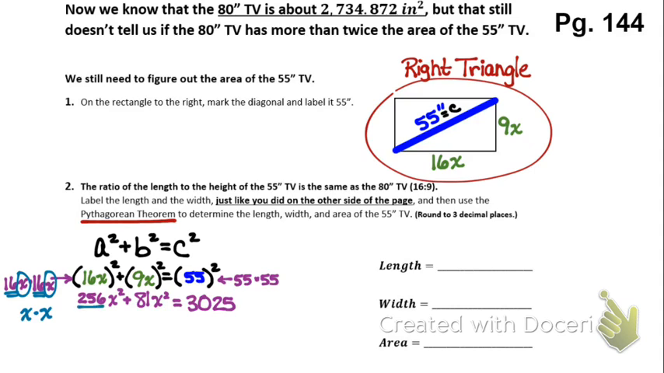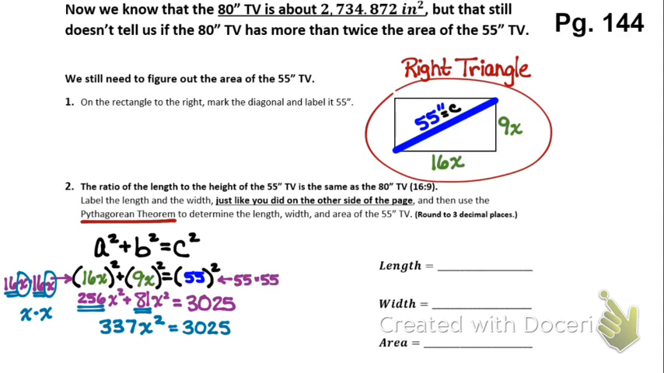I can add the like terms. These are like terms because it's same variable, same power. When I add things together, it won't change my variable and it won't change my power. All I do is take those front numbers and add them together. So what do I get when I do that? 337x squared equals 3,025.